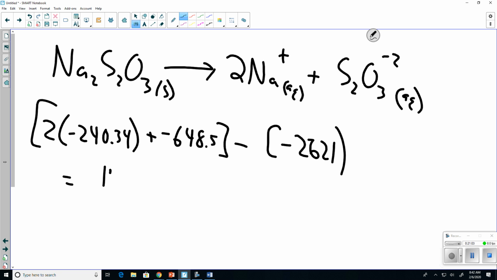And this would give me 1491 kilojoules per mole, which would show, since it's a positive value, that it's endothermic.